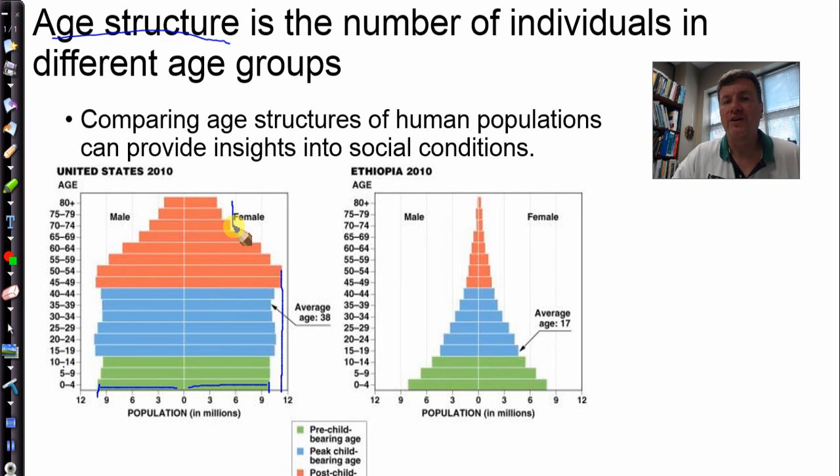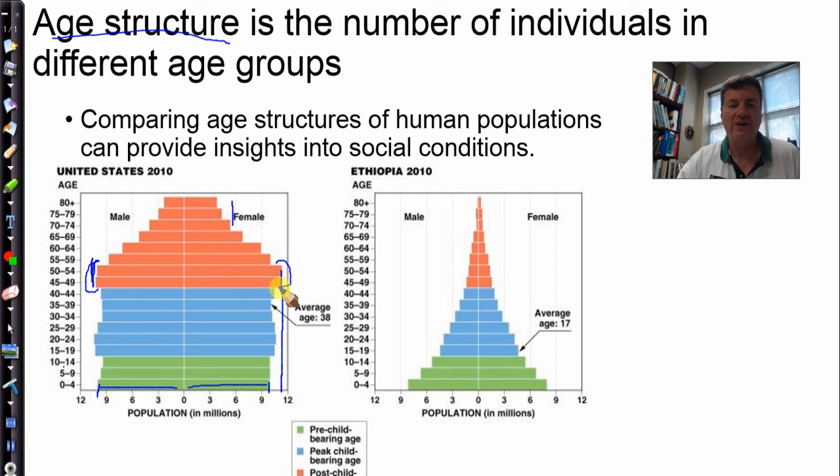Females typically outlive males. Sorry, guys. So you tend to have a higher percentage of females than males in this highest age group. The good news, guys, if you get to be an 80-year-old male, there's going to be lots of 80-year-old females to date. Good news.